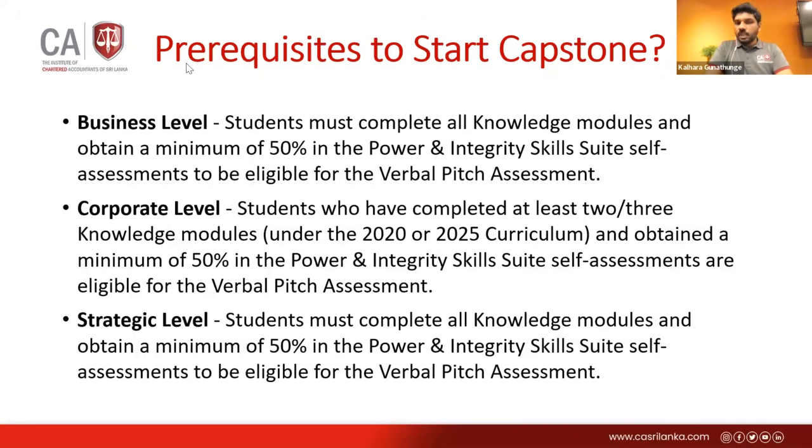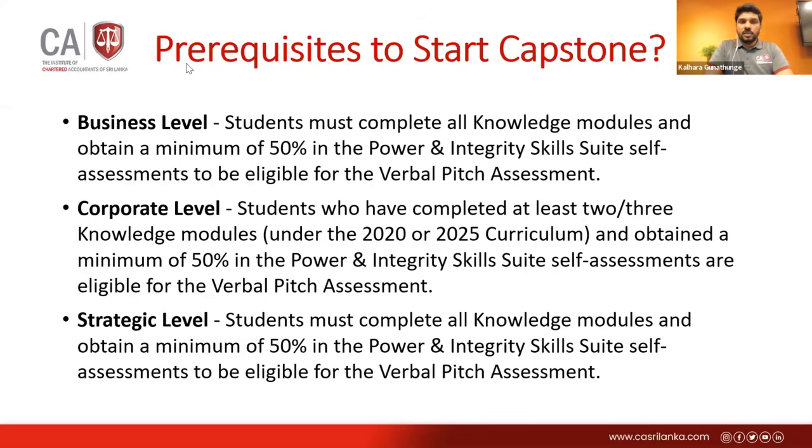However, you have to have scored 50% in the power and integrity skill suite to be eligible for the verbal pitch assessment, right? That rule does not change. That rule is retained. So you have to obtain a minimum of 50% in the power and integrity skill suite self-assessment to be eligible for the verbal pitch assessment under the corporate level.